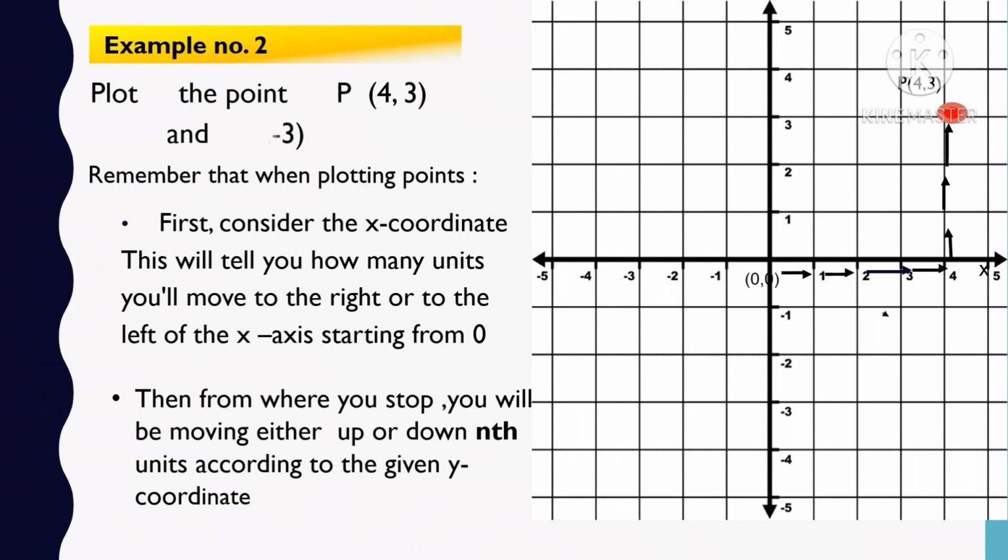How about I with coordinates 4, negative 3? Will you please think of its position now, doing the arrow technique? Where is I, 4, negative 3? If your location is here, then you're correct.